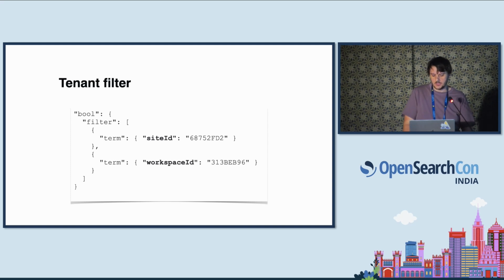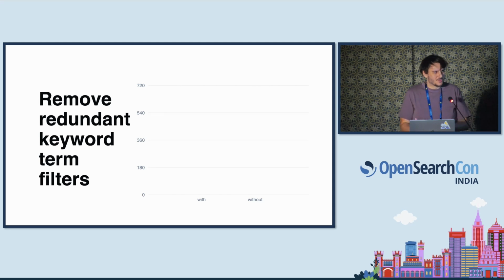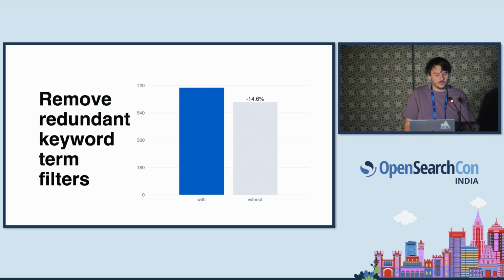Tenant filter. In our situation, our tenant filter looked roughly like this. We have a site ID that we're filtering on, and we also have a workspace ID. In Atlassian's data model, a workspace is always contained within a site, and so everything that matches the workspace always matches the site. So one of those two queries was redundant, and we can just remove it. We removed that, and we saw about a 14% improvement on latencies just from removing that one part of the query.